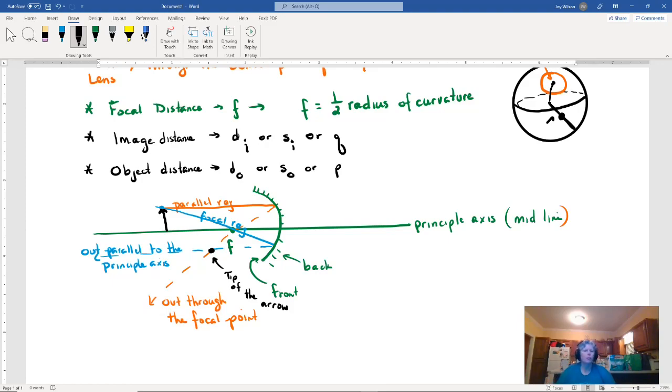So I'm going to pause right there because I know you're probably copying. You can stop and pause this video, of course. But I want to give you a few examples so that you can get a feel for this. So on this one, our object was outside the focal distance.